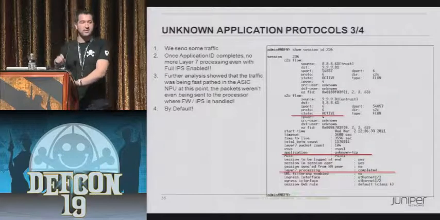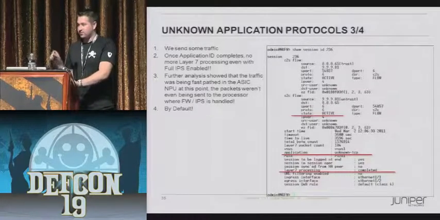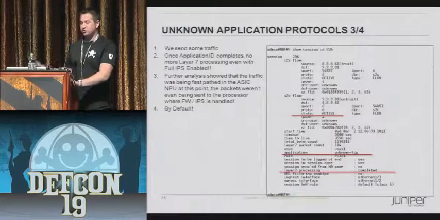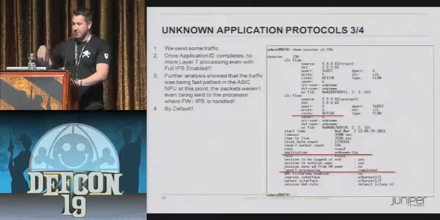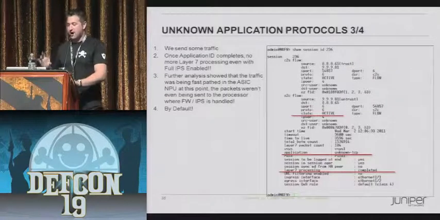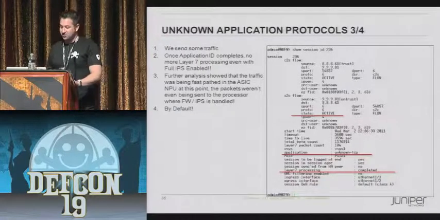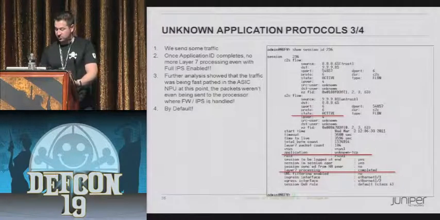But it got even better than that. Not only were they not looking at anything from layer 7, they actually pushed the traffic down into the ASIC, so out of the processor that's actually doing the security processing, just down into the MPU, or network processing unit. So they weren't even inspecting this at all. And I did that simply by sending some garbage traffic.